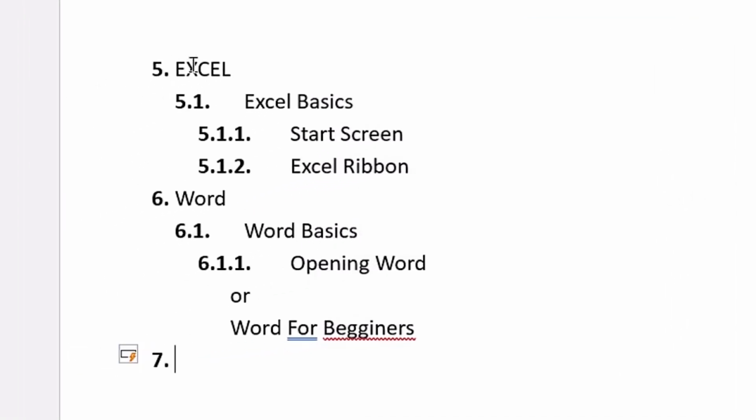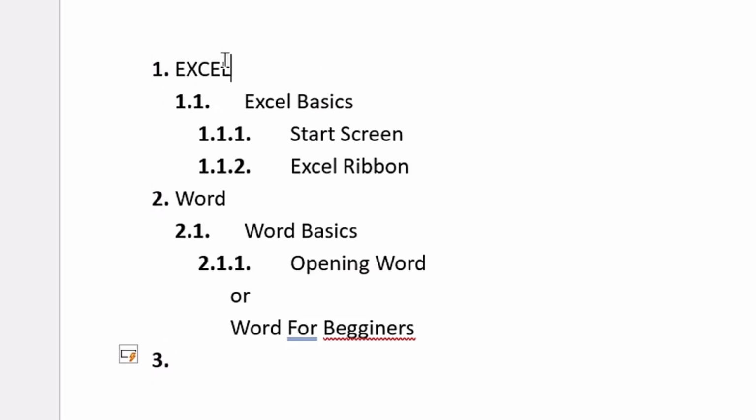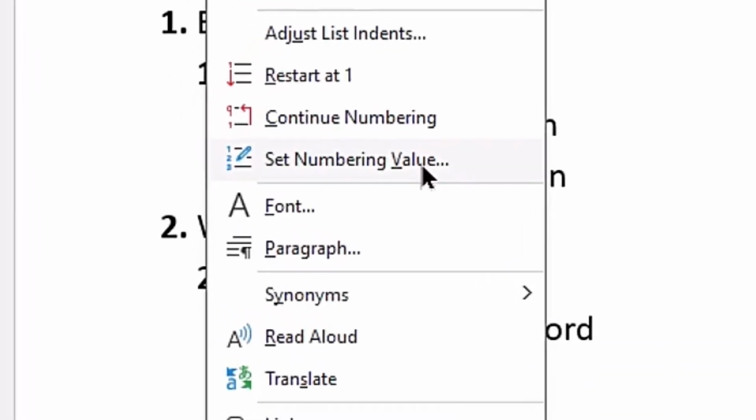That's because it's like I'm saying you start the first one on level 1, since we're working on level 1, from number 5, and then 6, and then 7. So I'm going to Control Z to undo that. Assuming that's not what you want, you don't want the list to start from number 5. You actually want the current position where you are to start from number 5. That's when you can right click, then you come to set numbering value.